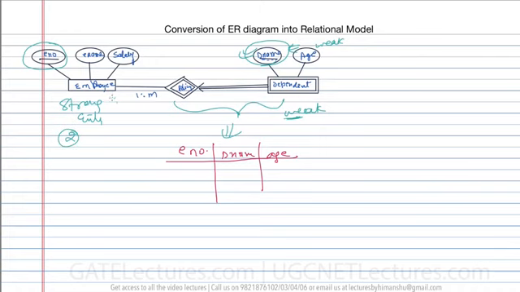Number 1, the first table is for employee. This employee table will contain employee number, employee name and salary. The second one will be for this weak entity, which will have employee number as a foreign key and dependent name as the partial key. We are going to combine both of them to make a key attribute, and then we are going to add age also. So we require only 2 tables here.